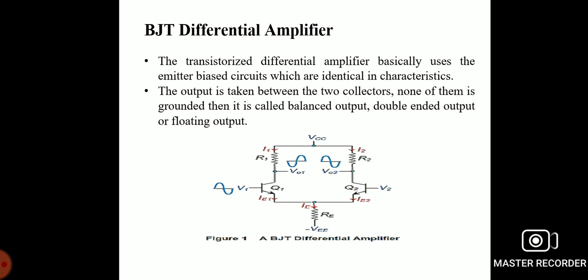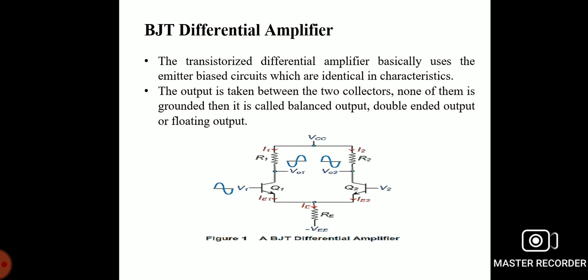schematic configuration model. Here the transistor differential amplifier basically uses emitter bias circuits which are identical in characteristics. The output is taken between the two collectors. If none of them is grounded, then it is called a balanced output, a double-ended output or floating output.